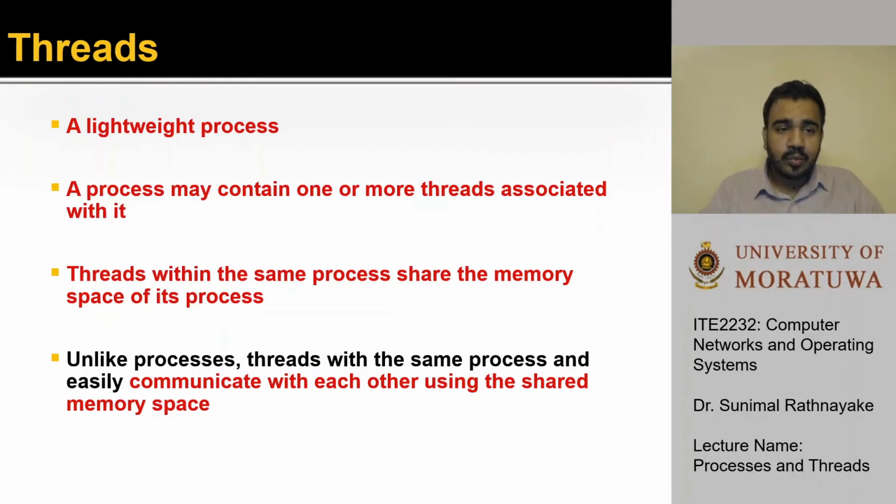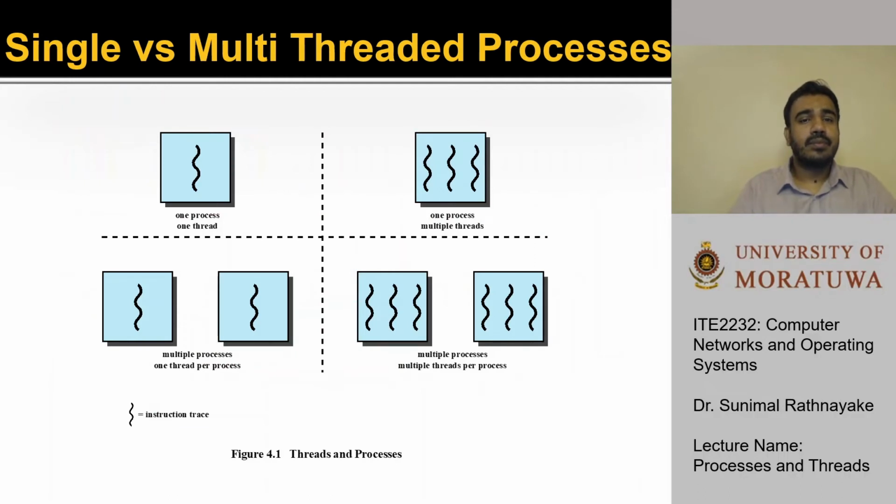So there could be processes with one thread or many threads associated with them. So here is a depiction of single versus multi-threaded processes. You can see one process, one thread; one process, multiple threads; multiple processes, one thread; and multiple processes, multiple threads. So all these combinations are possible in the operating system. But back in the day, there were only one process, one thread systems. And now we have multi-process, multi-thread systems.